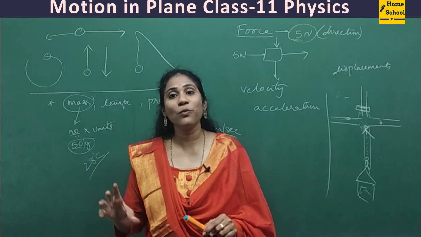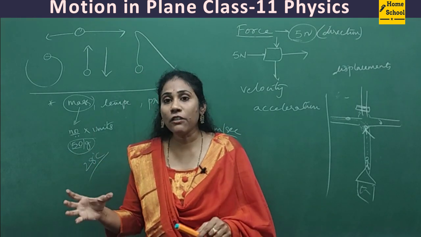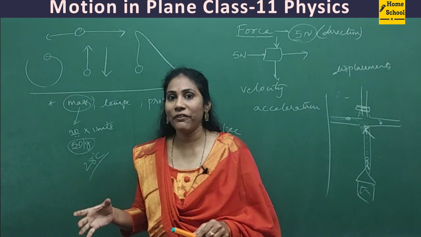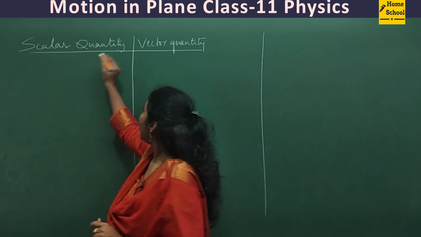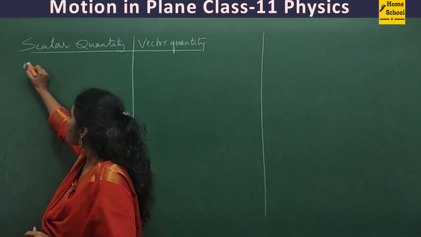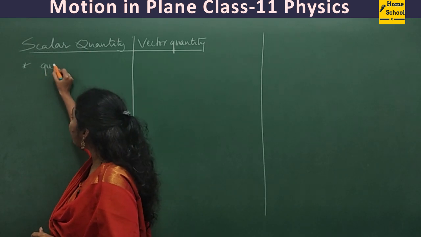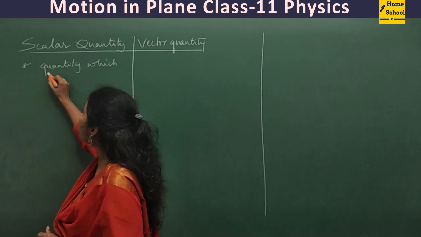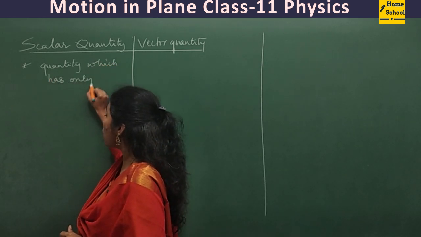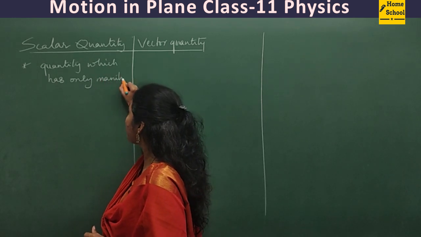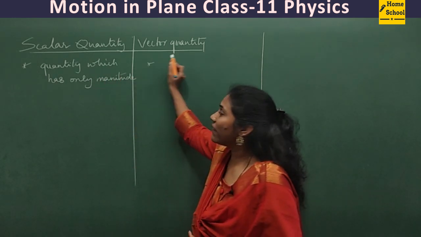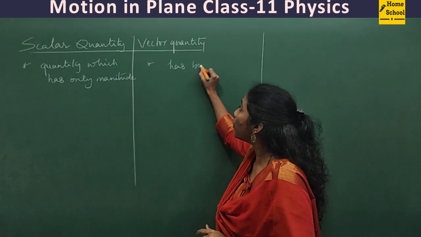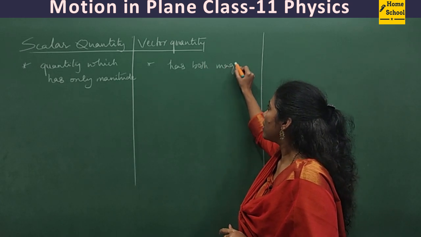So hope you understood what is the difference between a scalar quantity and a vector quantity. Now let us write the points in a meaningful way. So now let's define scalar quantity and vector quantity properly. Scalar quantity is that physical quantity which has only magnitude, right? And now coming to a vector quantity. Vector quantity is that physical quantity which has both magnitude and direction.